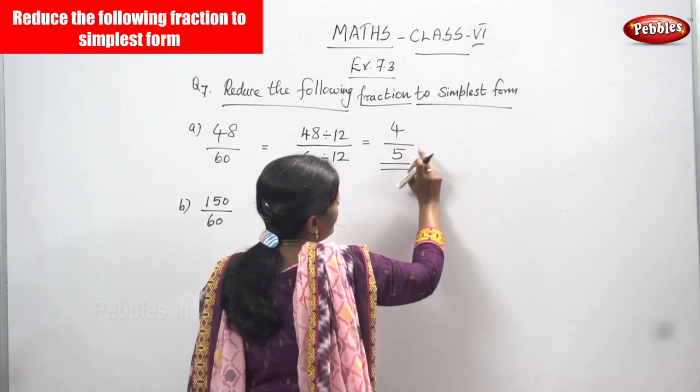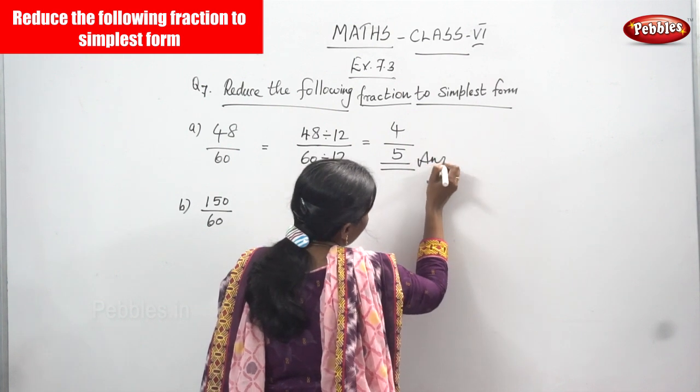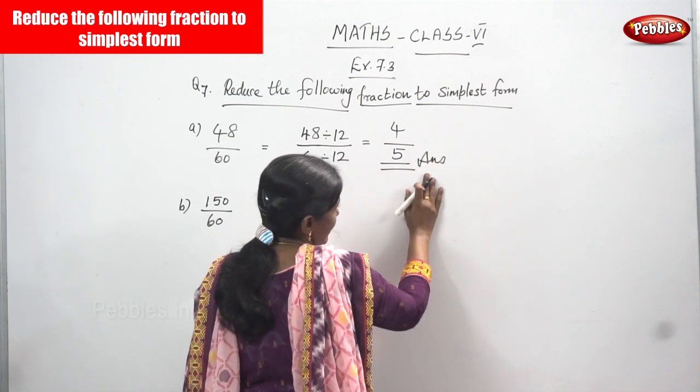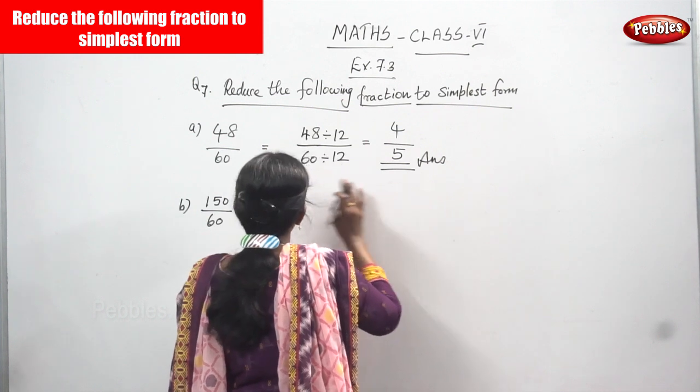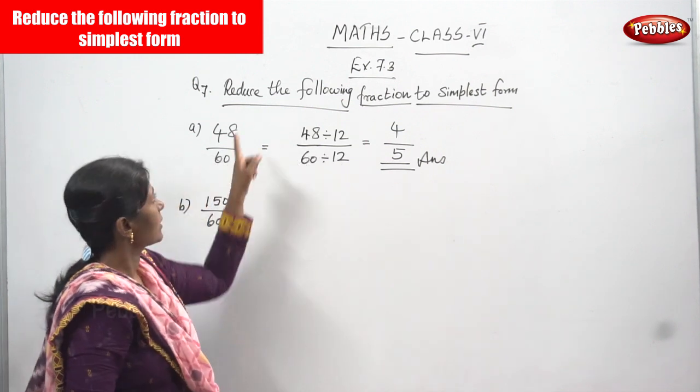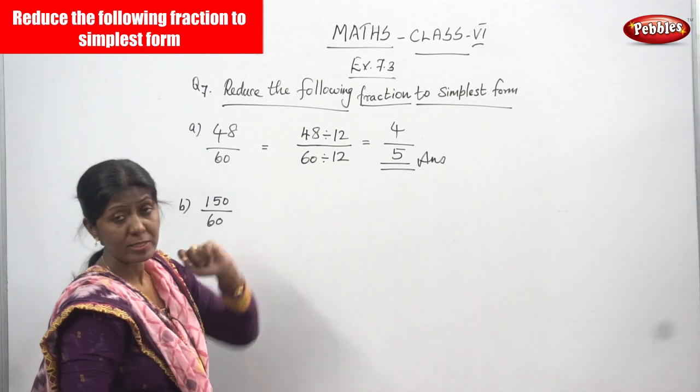This is an even number, this is an odd number. So hereafter you can't divide, so you have to write it as it is. This is the exact answer for this question. I'll repeat the same question once again. Reduce the following fraction to the simplest form.